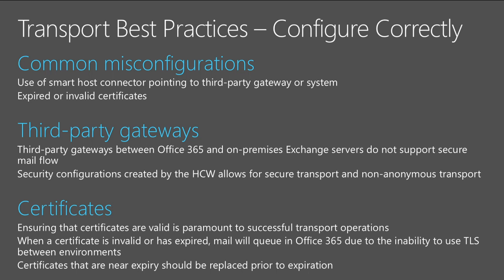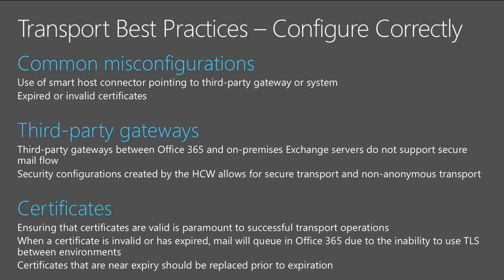So as an example, some of the common misconfigurations we have are folks having a smart host connector that points to a third-party gateway or system. Or, once again, invalid or expired certificates that break transport. You may want to consider having some sort of certificate management process so that, say, a month before a certificate is to expire, you have a process in place that kicks off a renewal.